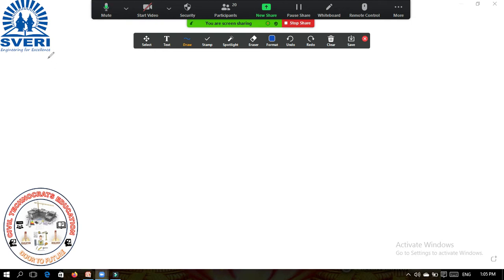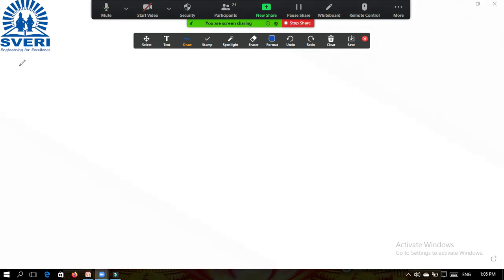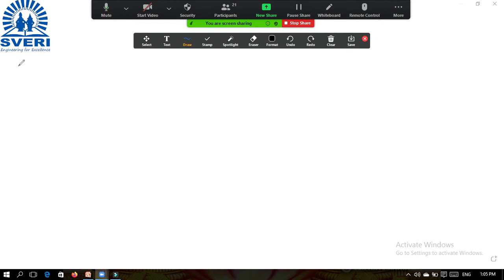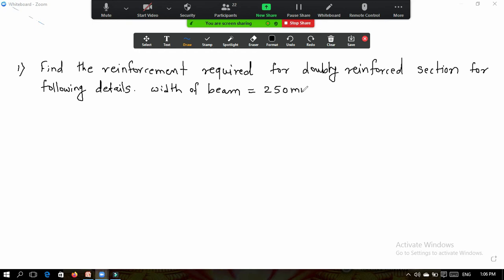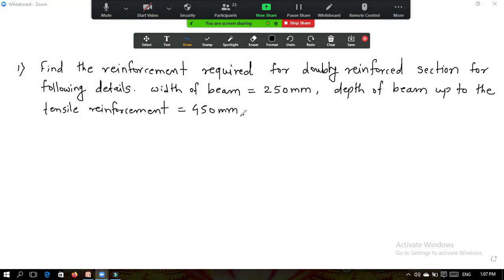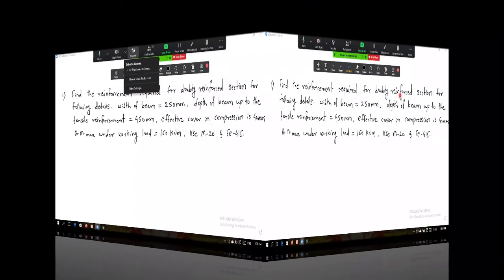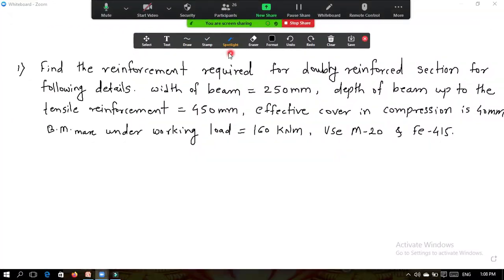I will write down the problem, you copy it, and then we will solve. So this is the given problem. I will read the problem once again. Find the reinforcement required for the doubly reinforced section. In some problems they directly give you that it is a doubly reinforced section. In some problems they won't give it.